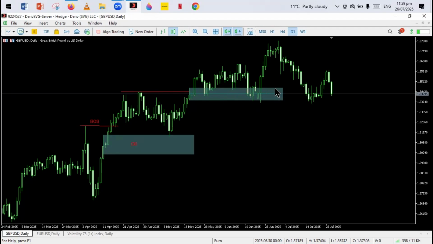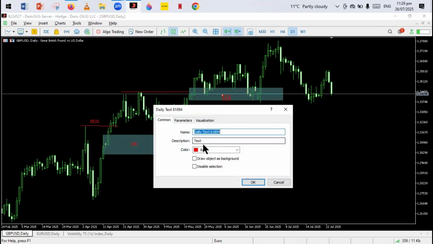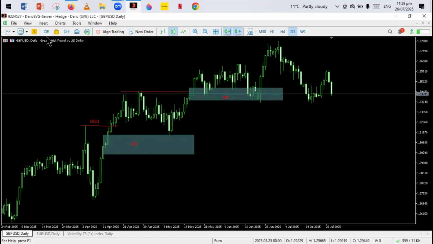That is our order block. And then that is there, the break of structure. That is another break of structure. Sorry, the order block for this one is here. Yes, that is the order block.